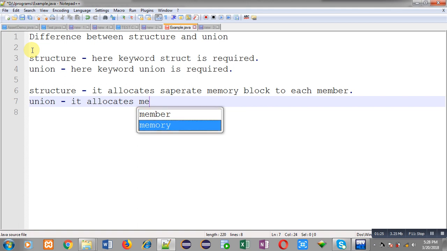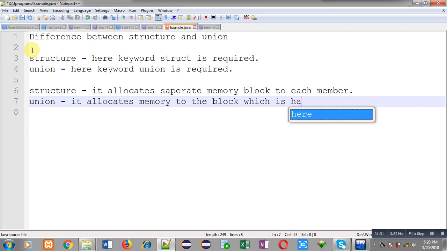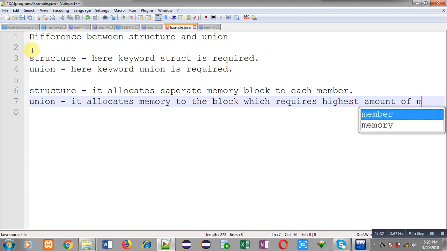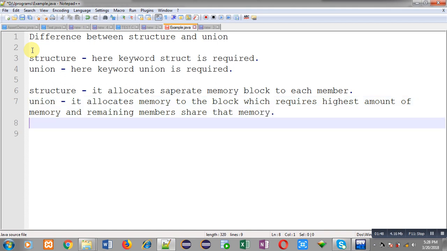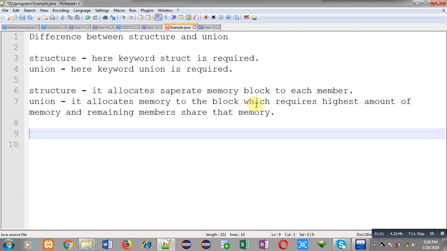memory to the block which requires the highest amount of memory, and remaining members share that memory. So in case of union, memory will be allocated to the member which requires the highest amount of memory, and remaining members share that memory. So in case of union, only one block will be allocated for n number of members, and remaining members will be sharing that memory. So this is the second difference.